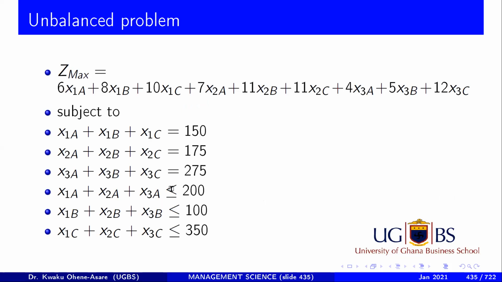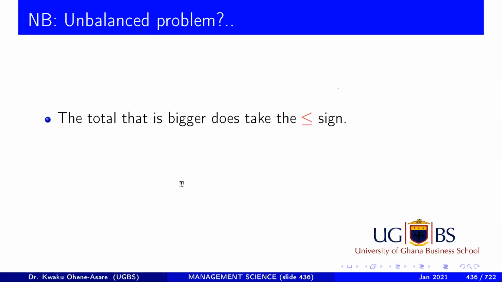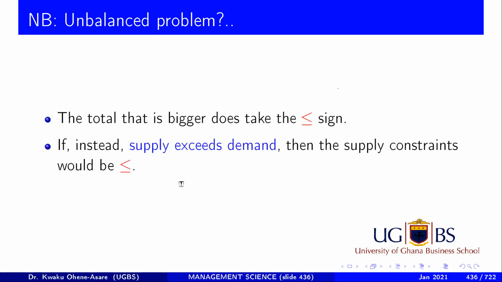Does it make sense? Now, suppose that the total supply was rather more. If the total supply was rather more, then it's going to be greater than or equal to. And so you've got to be able to appreciate some of those things carefully. All right. So the total that is bigger takes the sign less than or equal to. Yes, it's the total that is bigger. So please note, not greater than or equal to. If the supply exceeds the demand, the supply will rather be less than or equal to.